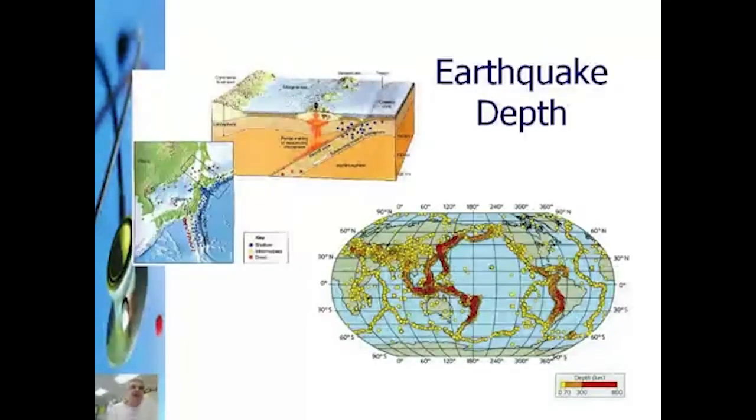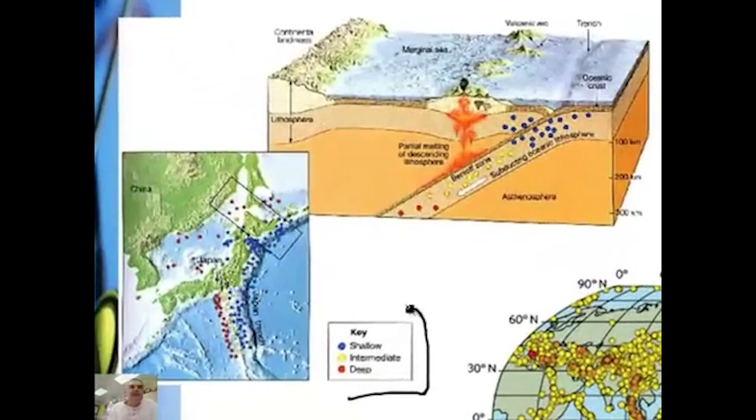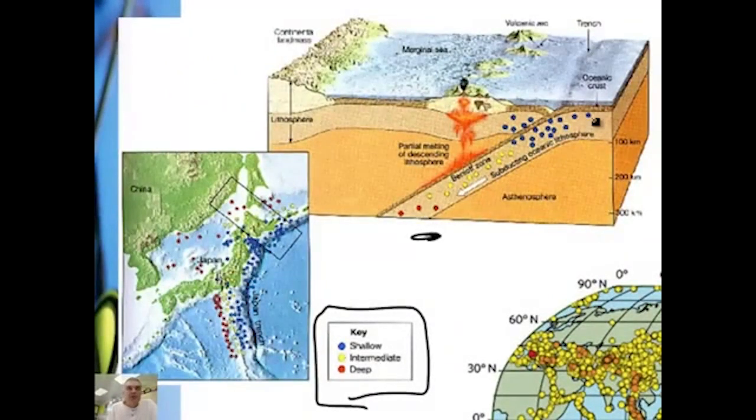Now, one thing we really haven't talked too much about is earthquake depth. As it turns out, there are three levels of earthquakes: deep, intermediate, and shallow. If we look at this picture right here, particularly notice the subduction zone, because remember, earthquakes occur at plate boundaries.